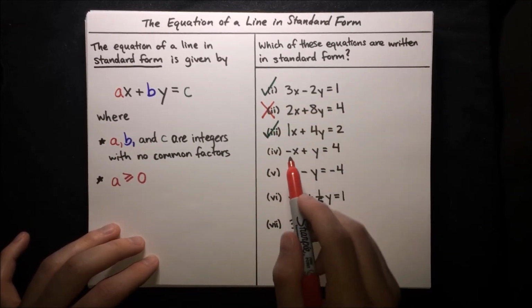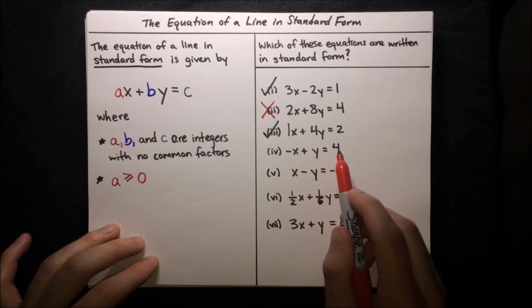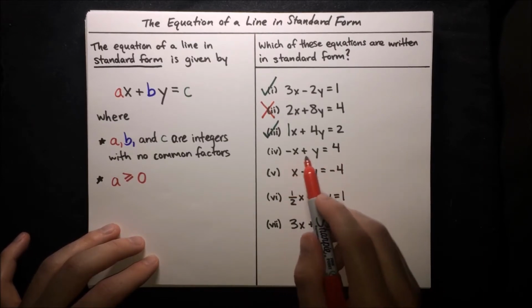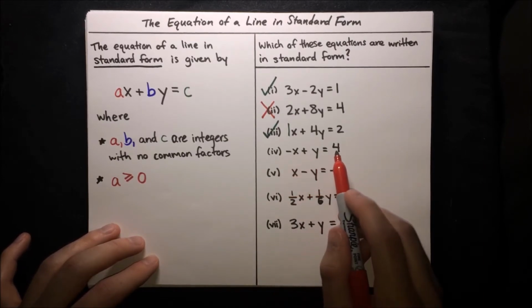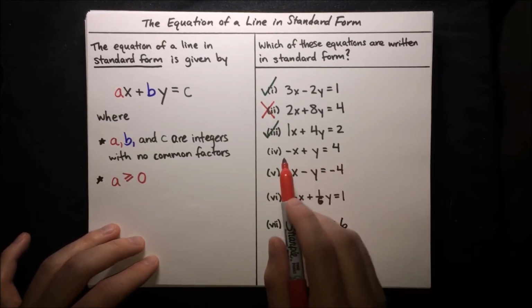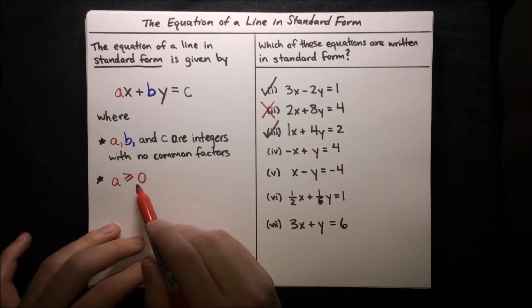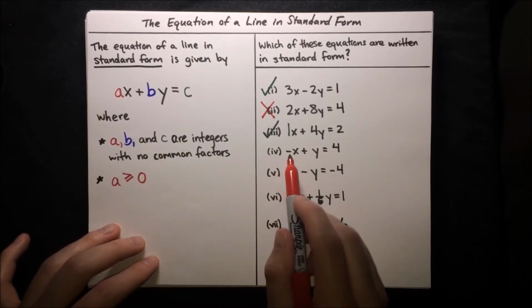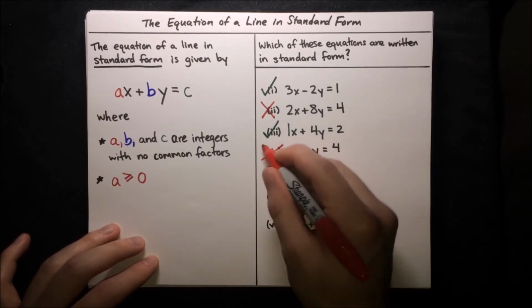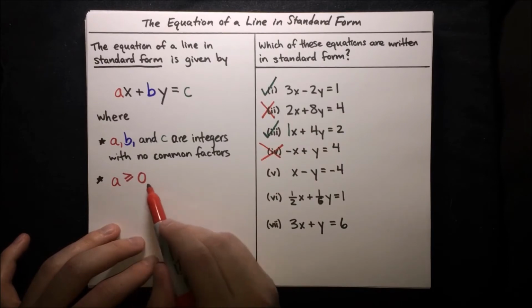Alright, how about negative x plus y equals 4? A is negative 1, b is 1, and c is 4. So these are all integers, that's good. Do they have any common factors? Negative 1, 1, and 4? No, they don't. Is a greater than or equal to 0? No, a is negative 1, which means that this is not standard form, because a is not greater than or equal to 0.